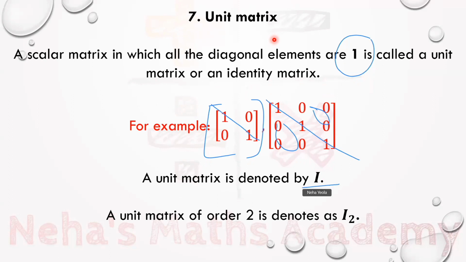A unit matrix is denoted by capital I, and a unit matrix of order 2 is denoted as I2, and a unit matrix of order 3 is denoted as I3. And in general, a unit matrix of order n is denoted as In.